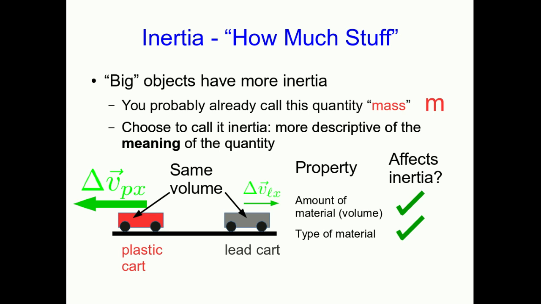But also, as the lead and plastic cart demonstrate, the type of material affects inertia. And that's it. That's all that affects inertia. The shape, the color, the surface texture, pretty much anything else you want to name has no effect on inertia.